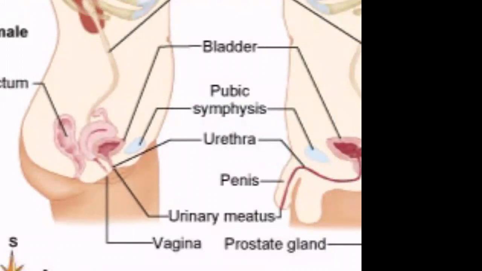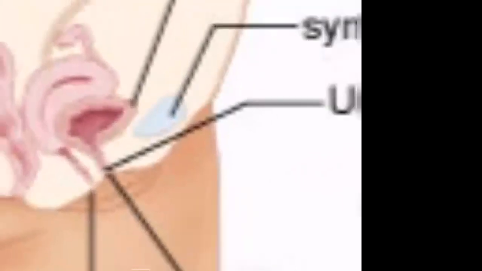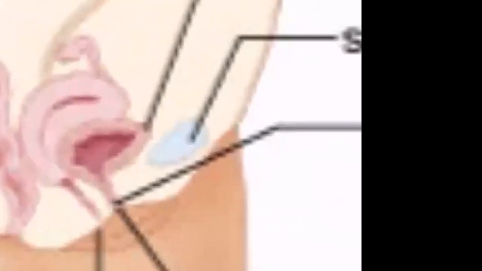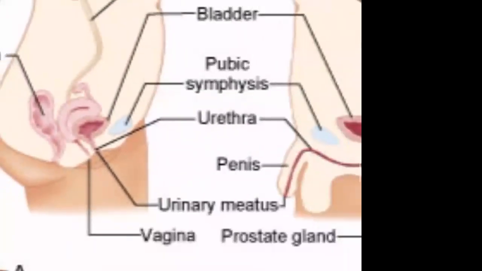This is why women are so much more prone to getting urinary tract infections than men, because of the short urethra. Any bacteria that happens to be hanging around the urethral meatus, the opening of the urethra, has a very short distance to travel until it makes its way into the bladder. And once it's in the bladder, now there's all kinds of places for the bacteria to hide and grow.